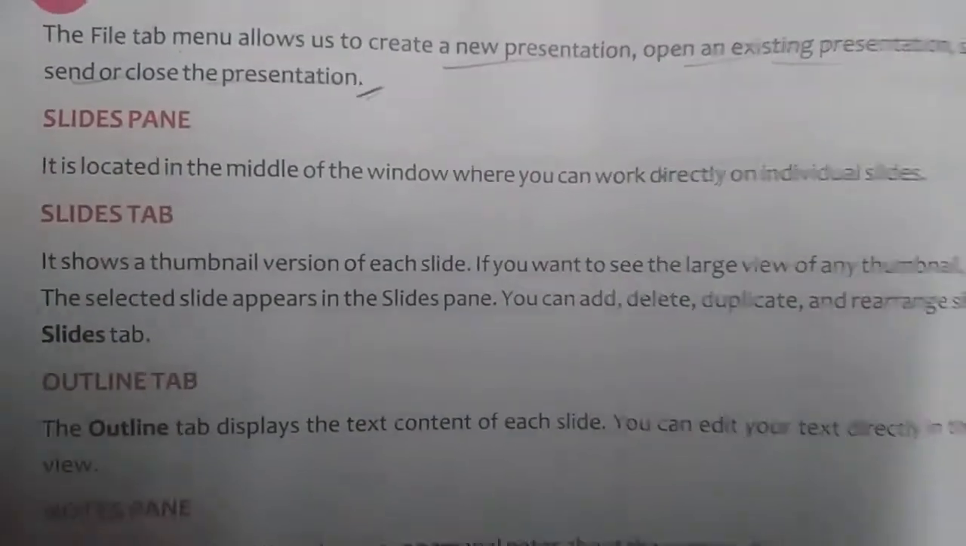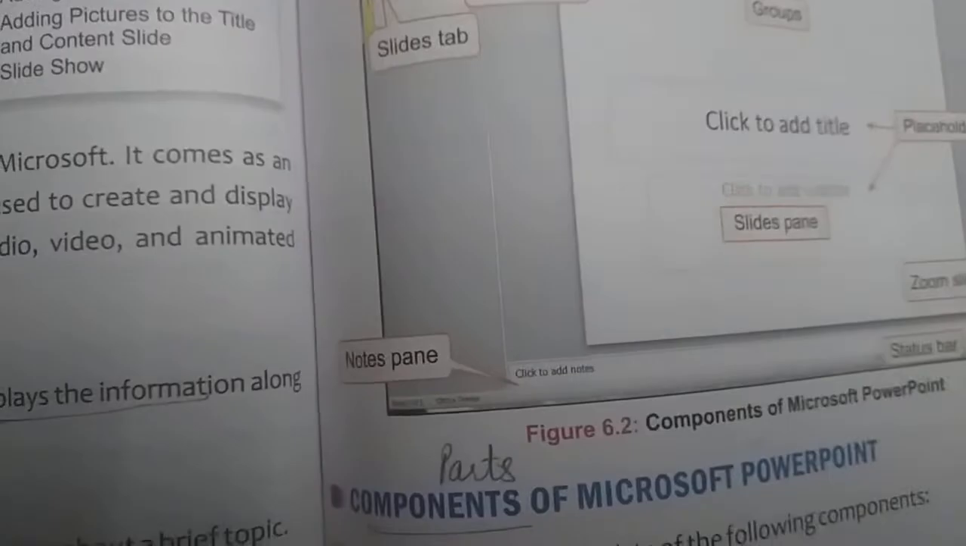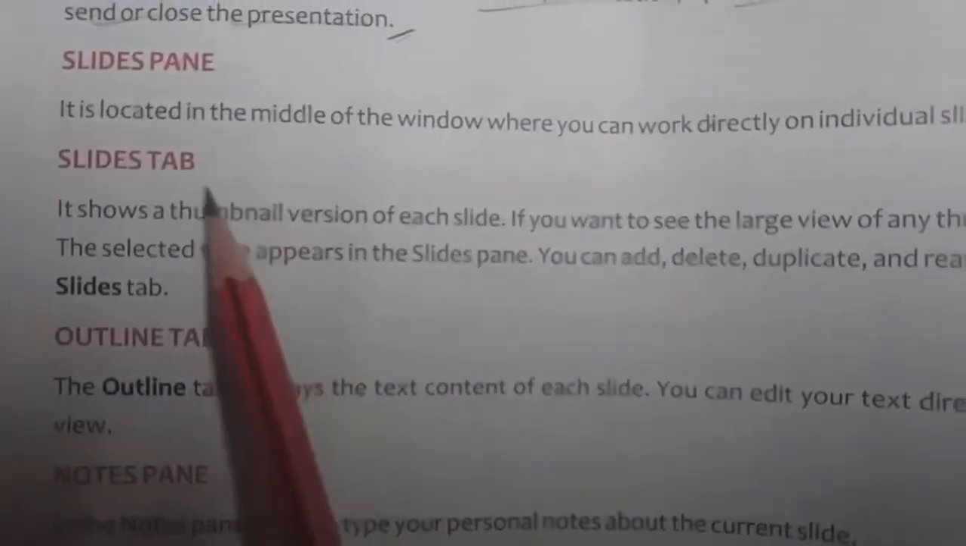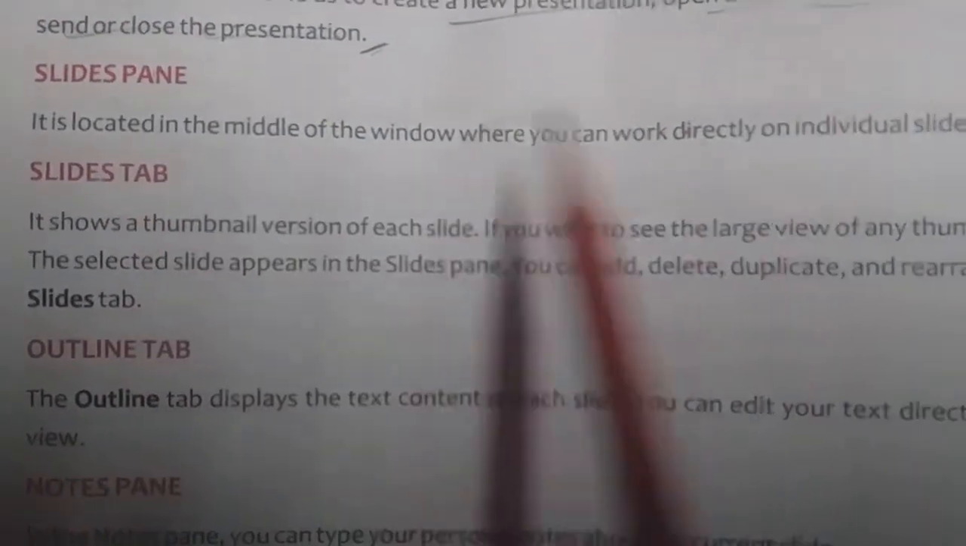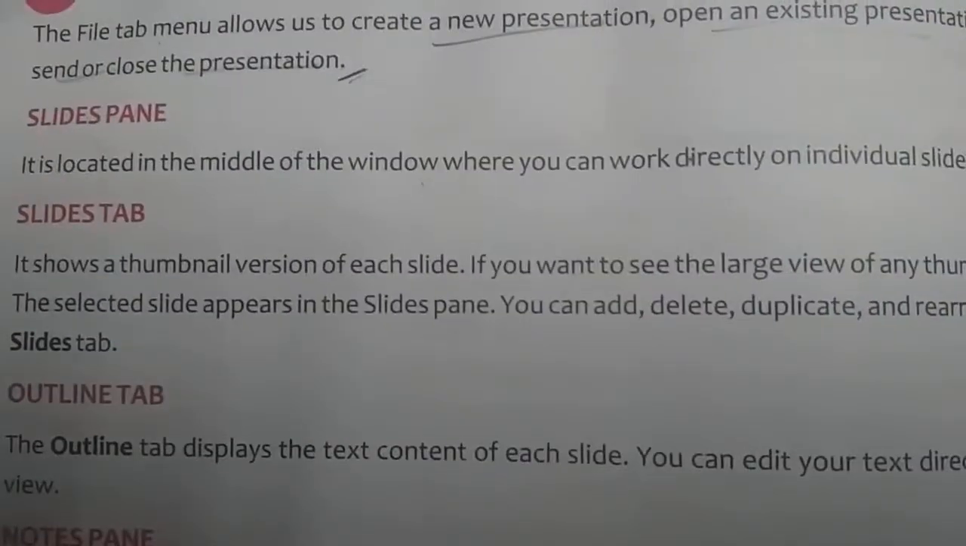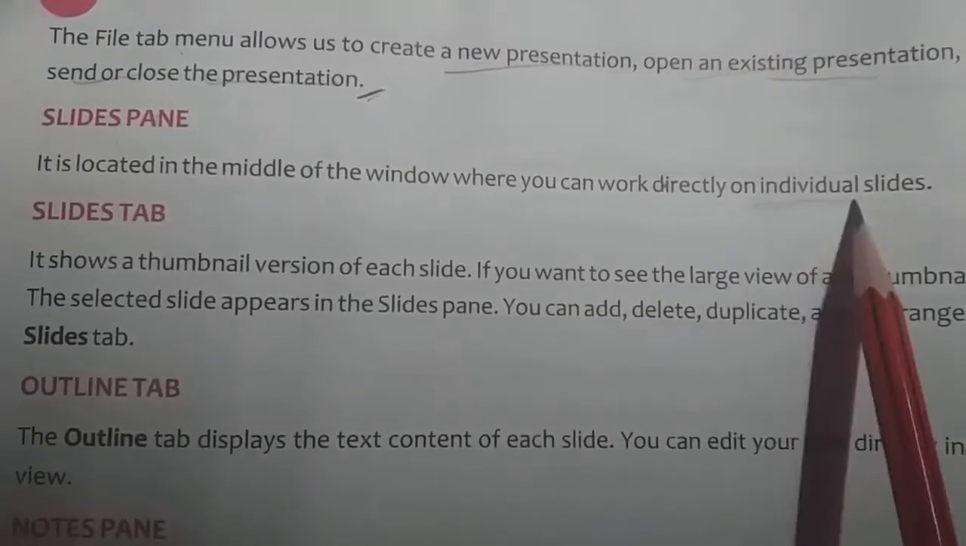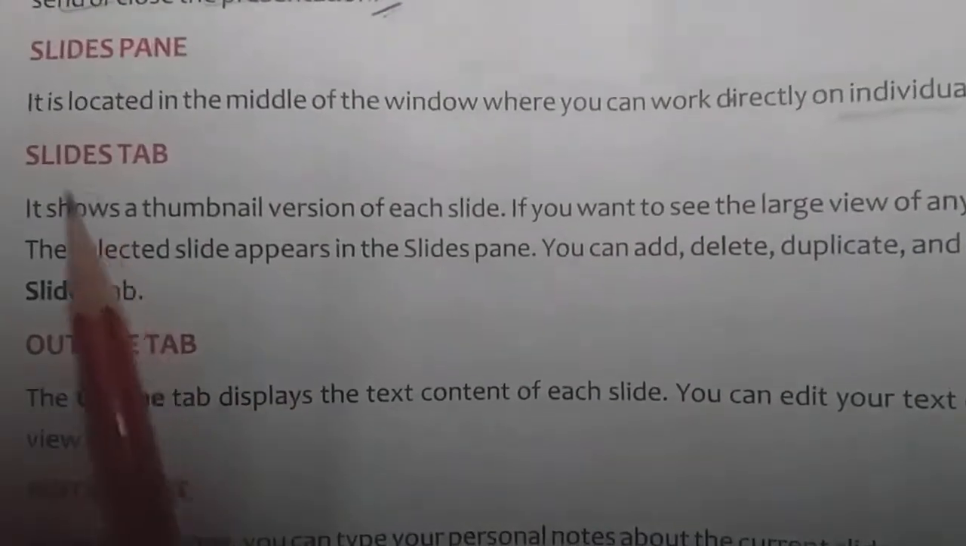Where is the slide pane? Yes, at the center you can see this is called the slide pane. It is located in the middle of the window where you can work directly on an individual slide. Here individual means a single slide. Yes, on a single slide you can work. So next is the slide tab.